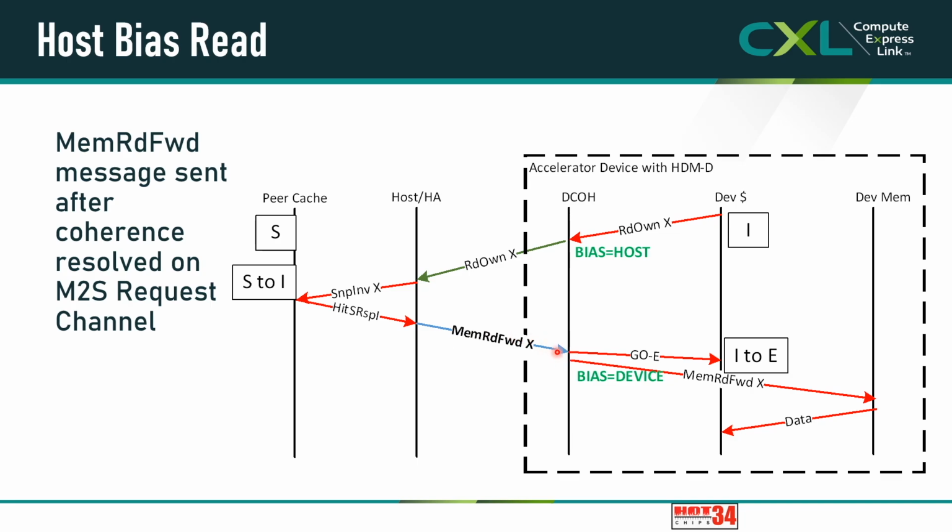Once the decode receives this mem read forward X, it can send the go message to the device cache indicating it does have exclusive state. It can send the mem read forward onto the memory controller within the device, which will read the data and return the data to the device. At the end of this flow, the bias state is in device bias because the host cleaned up its cache state, no longer has a copy based on the request type that was sent. The device knows that the host is now in I state, so it can move to device bias.